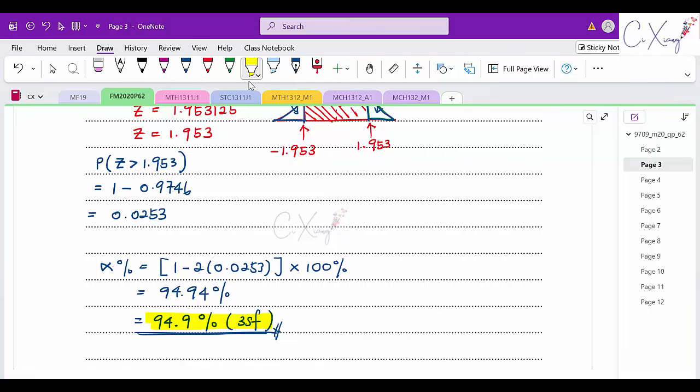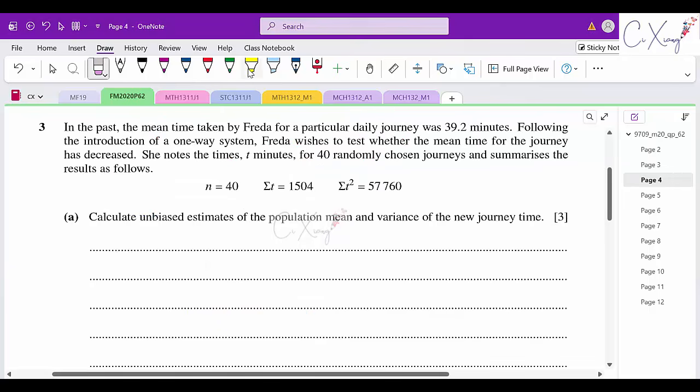So by using the value of Z, I will know how to get the alpha. I did check the marking scheme for this particular set of paper, and the marking scheme did accept 95%. But for me, I usually keep it up to 3 significant figures, so I will just keep it as 94.9. This is how we answer this question.